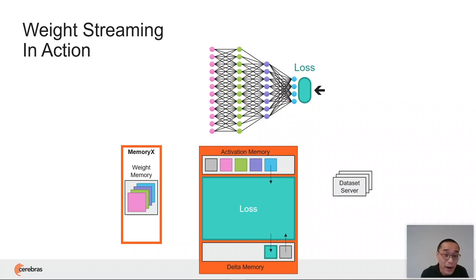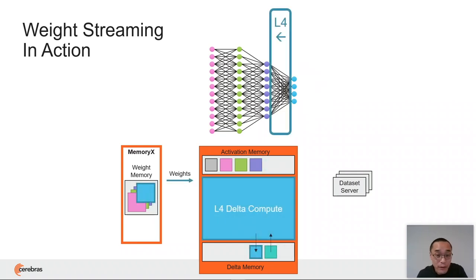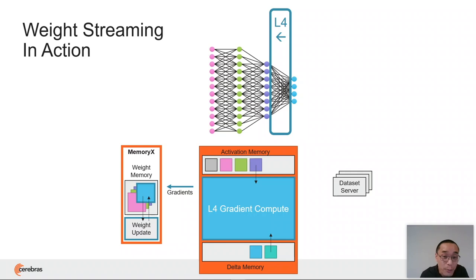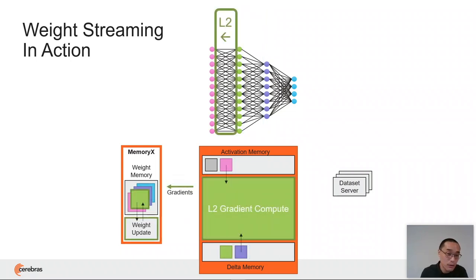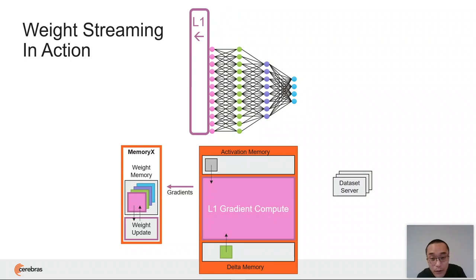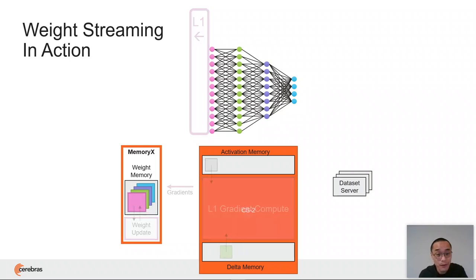And that starts the backward pass, which runs in very much the same way as the forward pass. First, by streaming in layer four weights to compute the deltas, and then we compute the gradients, and we stream them back to the Memory X unit where the weight update happens. Then we repeat this for the remainder of the layers. Layer three, layer two, until finally the layer one gradients are computed and the final set of weights are updated. And that's the full mini batch. Then we process this entire thing again for the next iteration. So as you can see, the weight streaming execution model is quite simple.